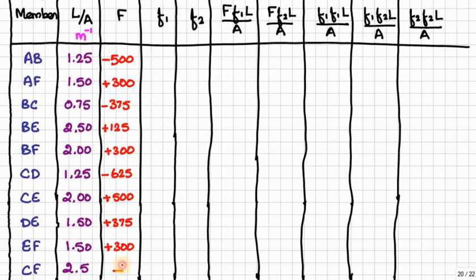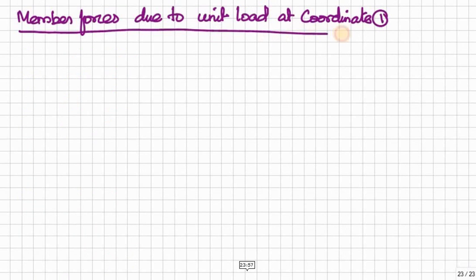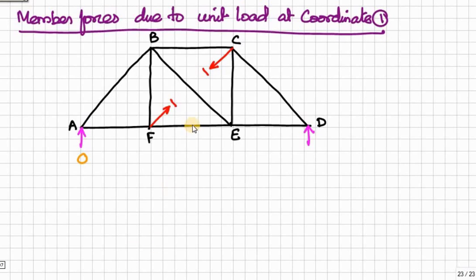Now we have to use the primary structure and apply a unit load at the redundant component 1 and find out the member forces. So here we are applying the unit load along redundant component 1, which is member CF. Here also we assume tension positive. Due to this self-equilibrating load, there won't be any reaction. So R_A is equal to 0 and R_D is equal to 0.